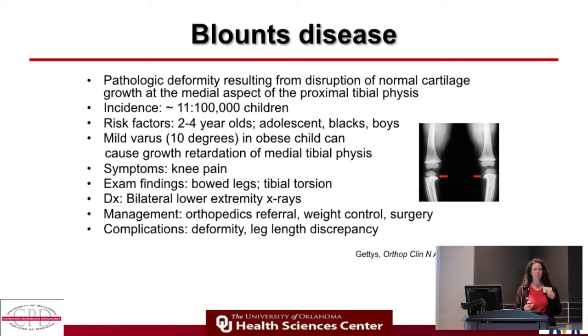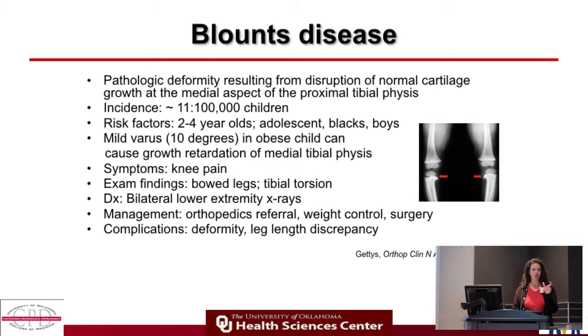Even just a little bit of mild varus, so that bowing, can cause growth retardation of the cartilage, which can lead to ultimately deformity. So the exam finding is, y'all have seen those pictures of the legs with the bowed legs. And so, there's normal bowing and then there's pathologic. And so if that's persisting past the age of 3, if it's progressive, if it's pretty spaced out apart, going ahead and getting full lower extremity x-rays from the hip to the foot can help.